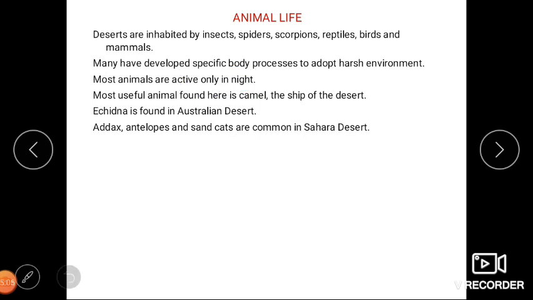The most useful animal found here is the camel, and it is known as the ship of the desert. Echidna is found in the Australian desert. Addax, antelopes, and sand cats are common in the Sahara desert.